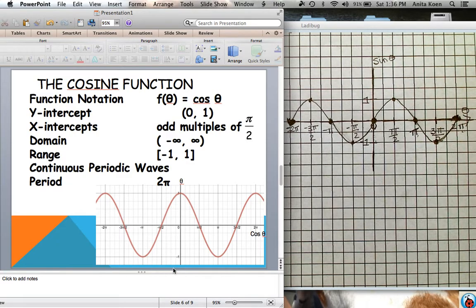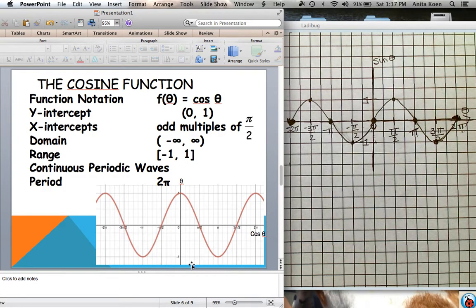The x-intercepts are the odd multiples of pi over 2. Negative 3 pi over 2, negative pi over 2, pi over 2, and 3 pi over 2. The next one here would be 5 pi over 2. So the odd multiples of pi over 2 are the x-intercepts. The domain for this function goes to the left forever, and it goes to the right forever. So it's all real numbers.